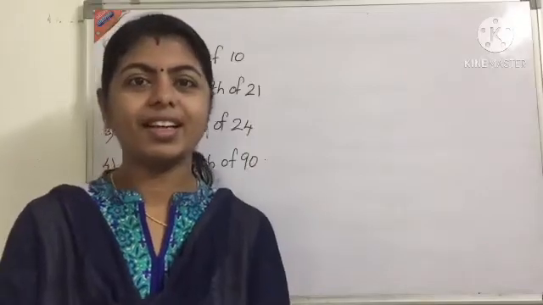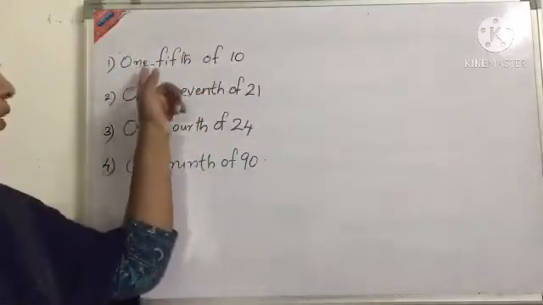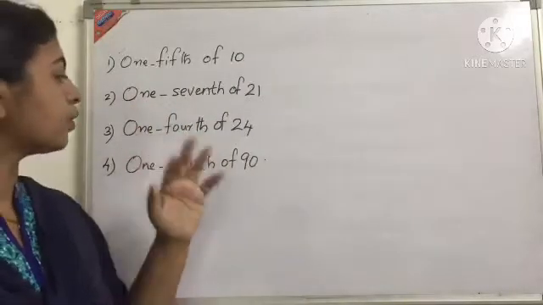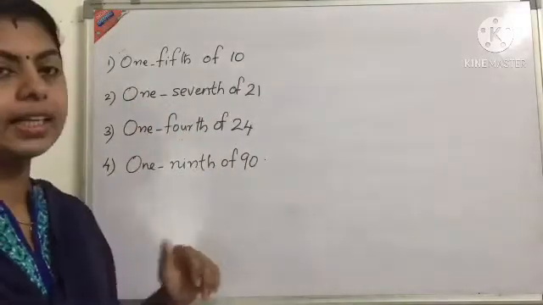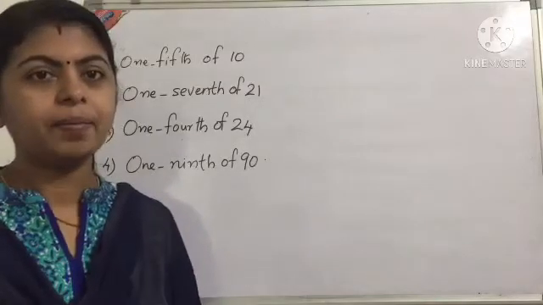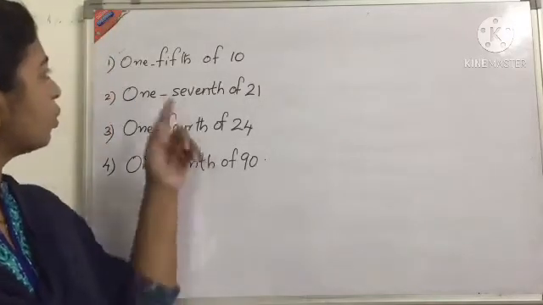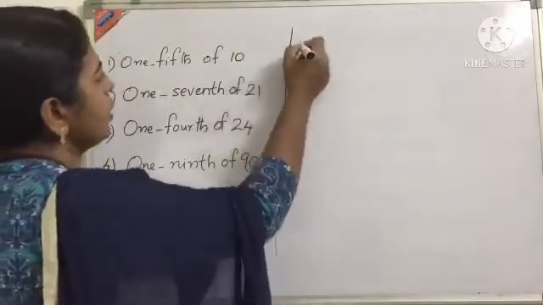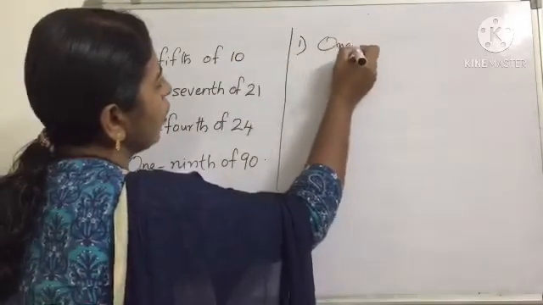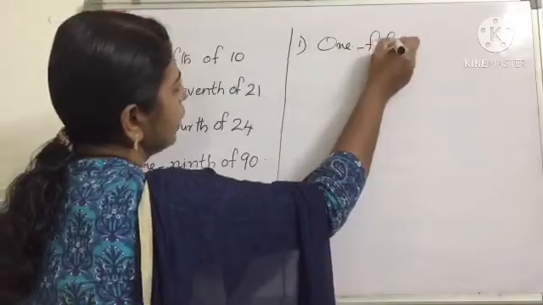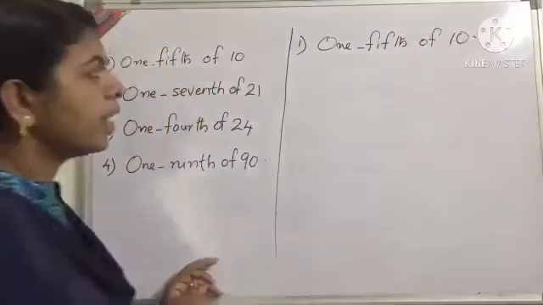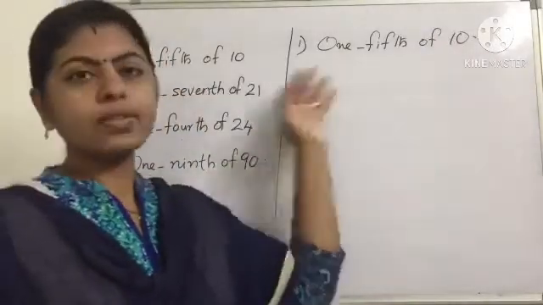Next we can study how to find 1/5 of 10, 1/7 of 21, 1/4 of 24, 1/9 of 90, like these questions. Then first we can go to 1/5 of 10. First one, 1/5 of 10.